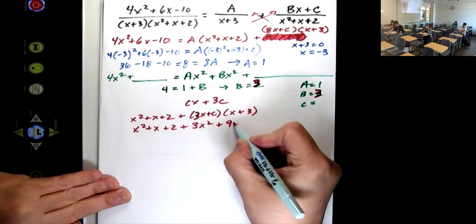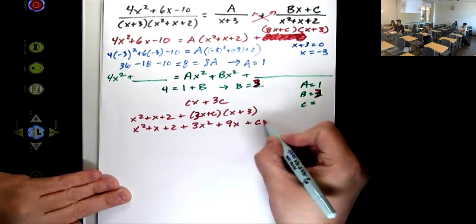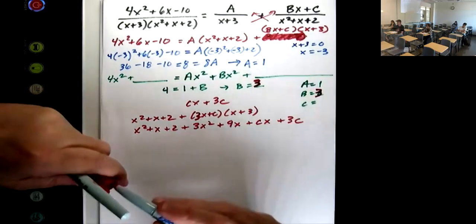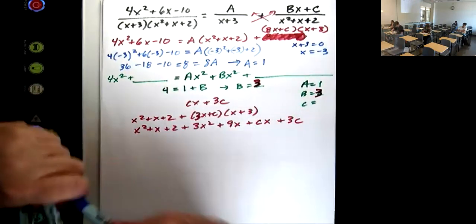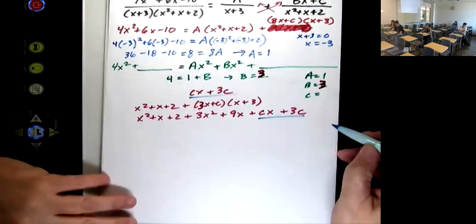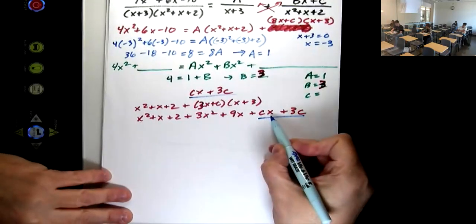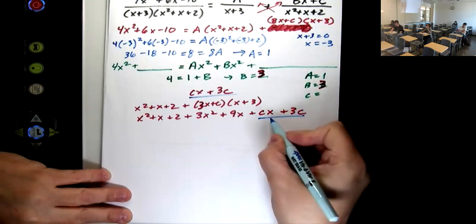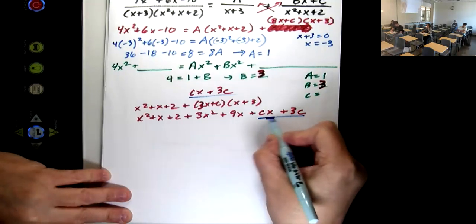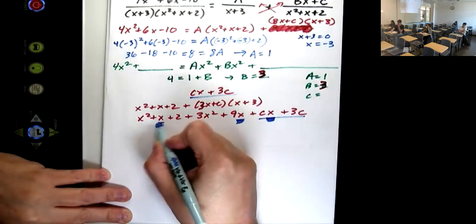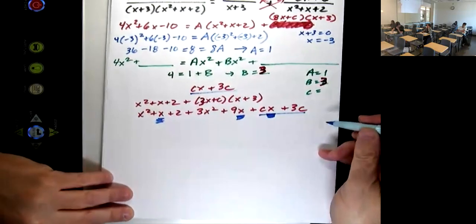Plus 9x plus cx plus 3c. Now you see that here and that here. So we either focus, I have to find out the coefficients for either the x or I can do the constants. If I do the x's, I have an x there, I have an x there, and I have an x there. There's more work to do.